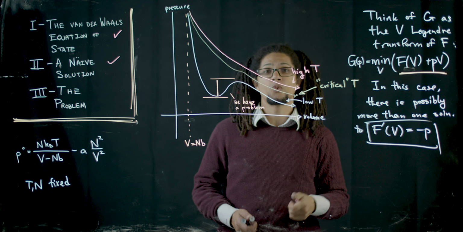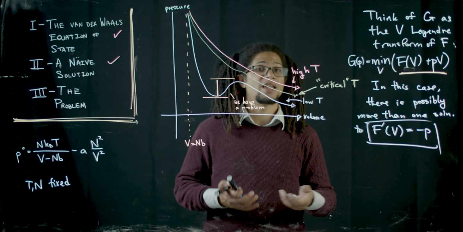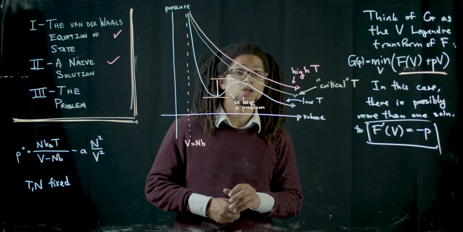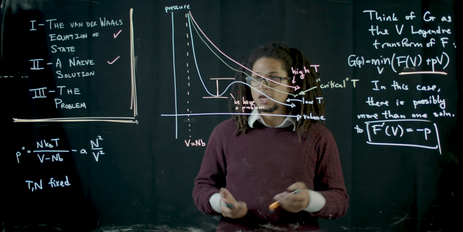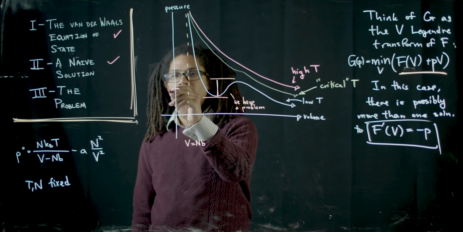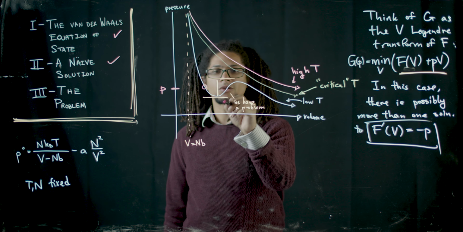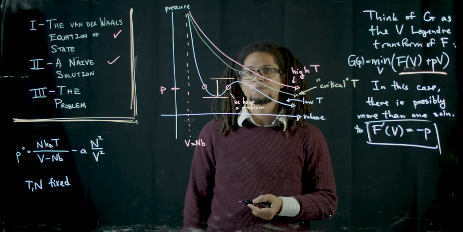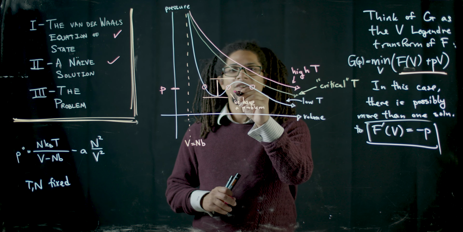Sorry, the system will achieve one of several volumes at a given pressure, and we need to figure out which it will be. So if we set a pressure like this, we know the system would achieve either this volume, or this volume, but it's not clear which one. I'll leave us off by just stating that in fact it isn't this one.